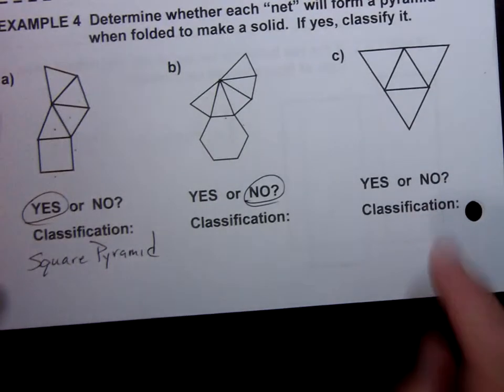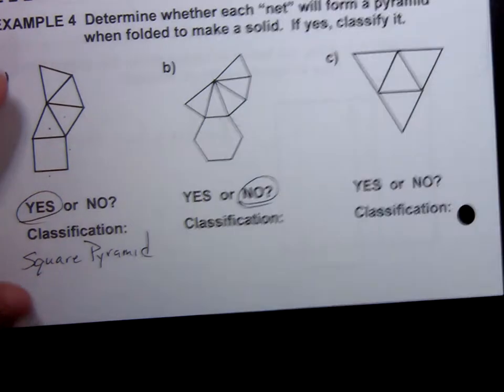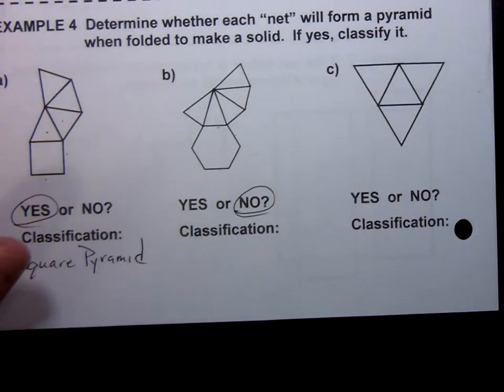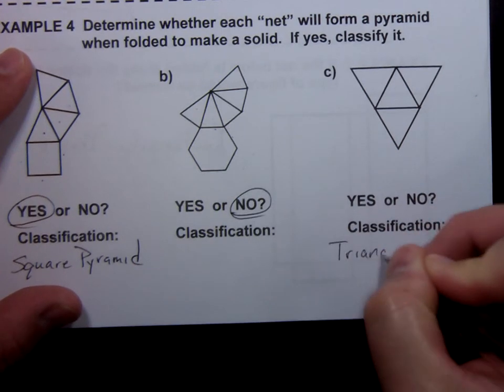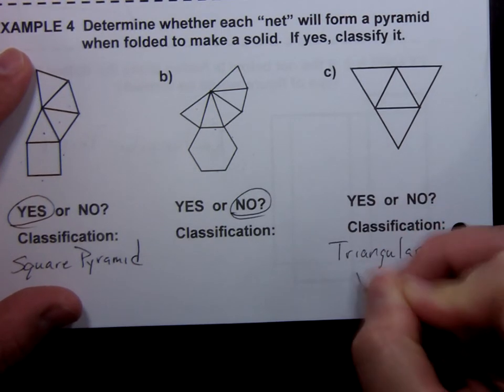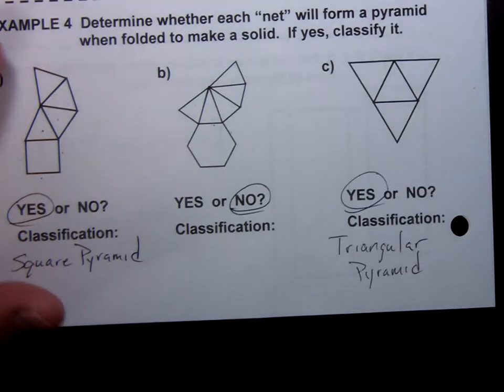And the last one right here, notice there's nothing but triangles. So not only the lateral faces, but the base as well has to be a triangle. So if this works, this would be a triangular pyramid. And it does work, and I'll show you how it works.